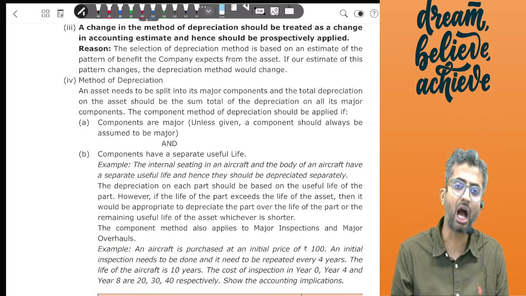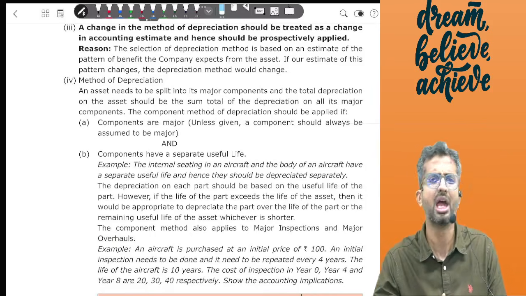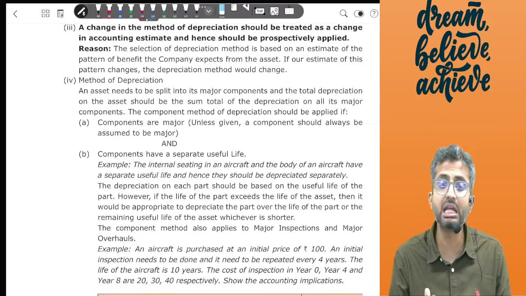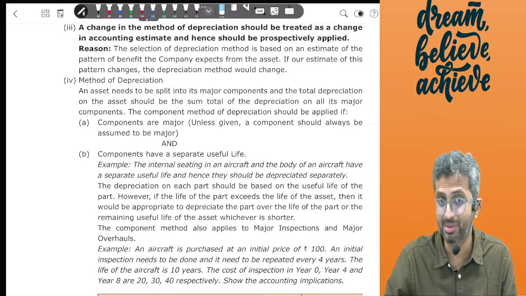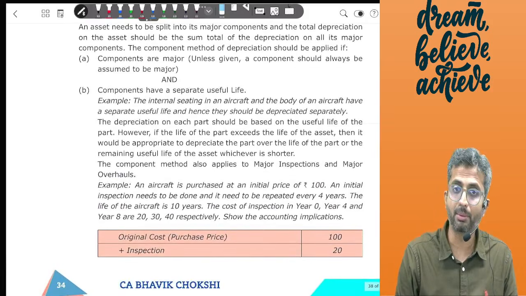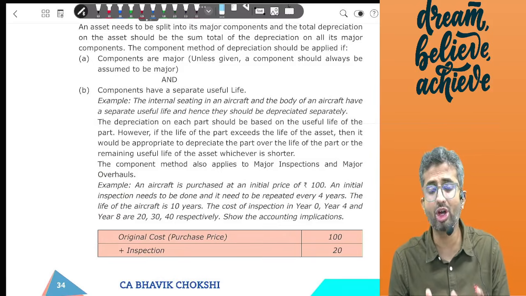Certain cases like cars, you have tires. Tires might have a life which is different, but they are not major. I mean, if it's a 10 lakh car, a tire might be hardly 5,000 rupees, which may not be a major part. And hence, in practice, you might not segregate and depreciate them separately. Now, this guidance that you have for component method applies to major components in your assets ledger balance.